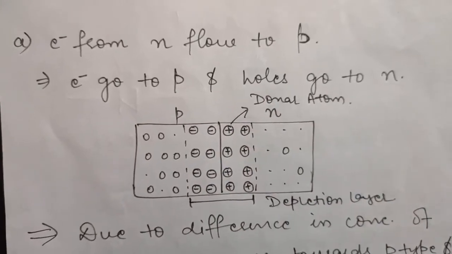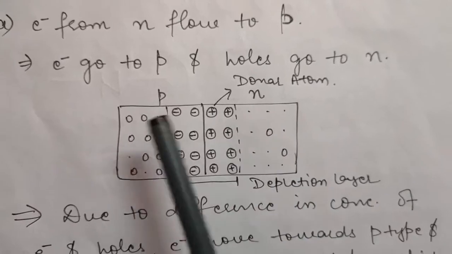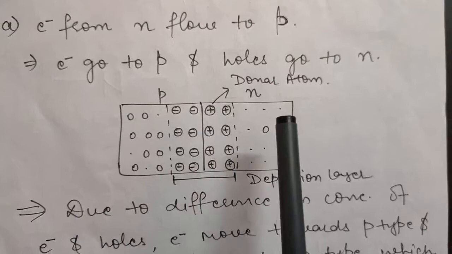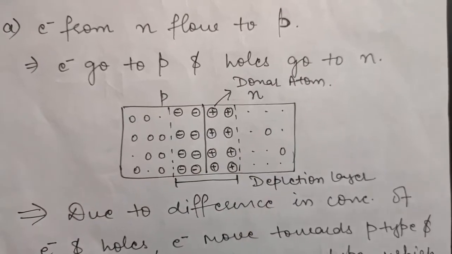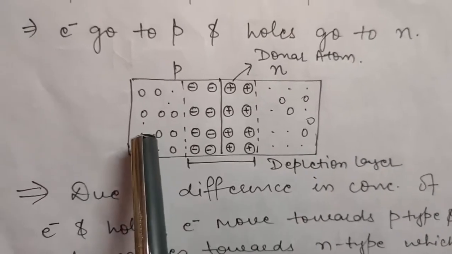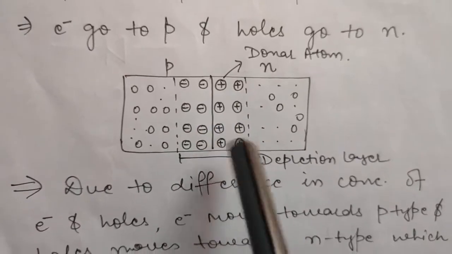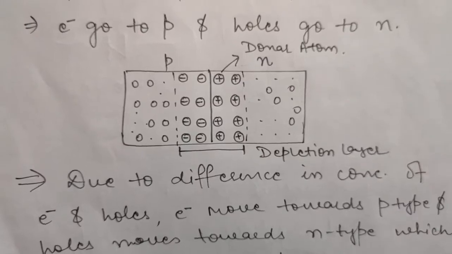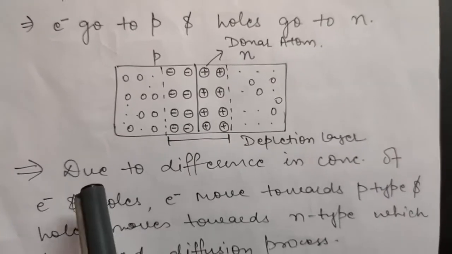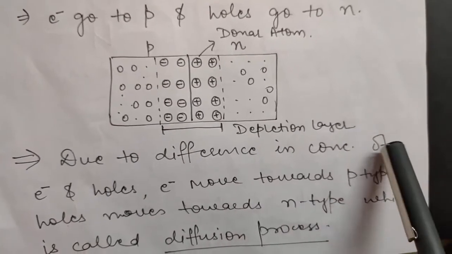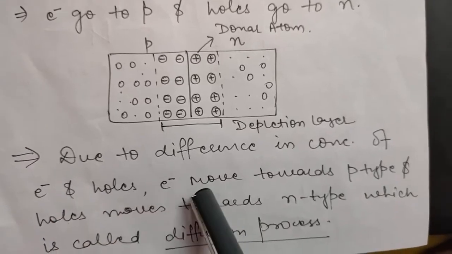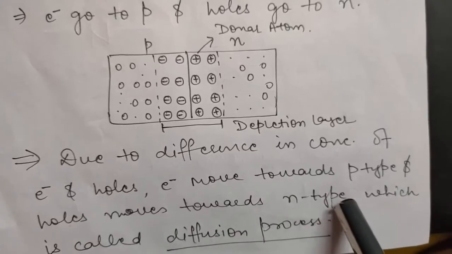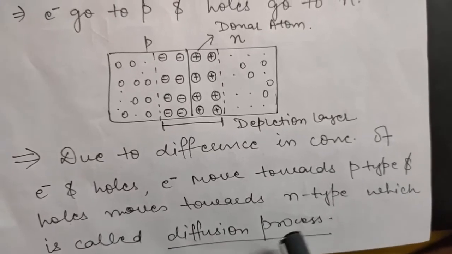So therefore, what will happen? See, this is again your PN junction. So from here, the holes have moved to N, and from here, the electron will move towards P. Now what is this? This I'll explain after just a minute. Okay. So now this is nothing but diffusion process. That is, due to difference in concentration of electrons and holes, electrons move towards P type, due to which holes move towards N type, and this is called diffusion process.